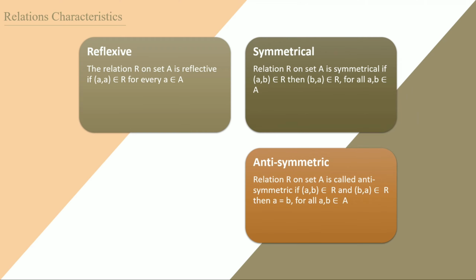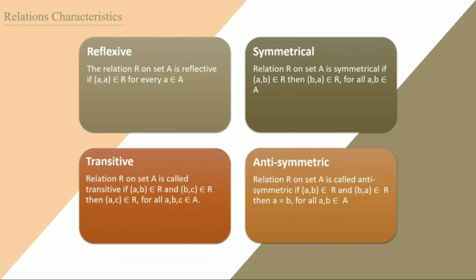Third, transitive. A relation R on set A is called transitive if (a, b) is an element of R and (b, c) is an element of R, then (a, c) is an element of R for all a, b, c in A. Fourth, antisymmetric. A relation R on set A is called antisymmetric if (a, b) is an element of R and (b, a) is an element of R, then a equals b for all a, b in set A.